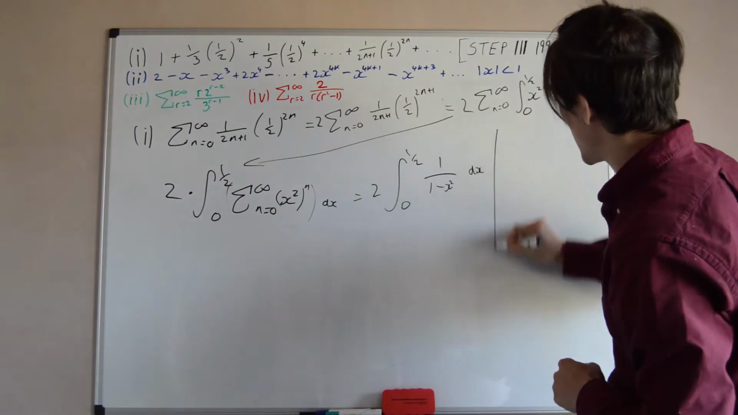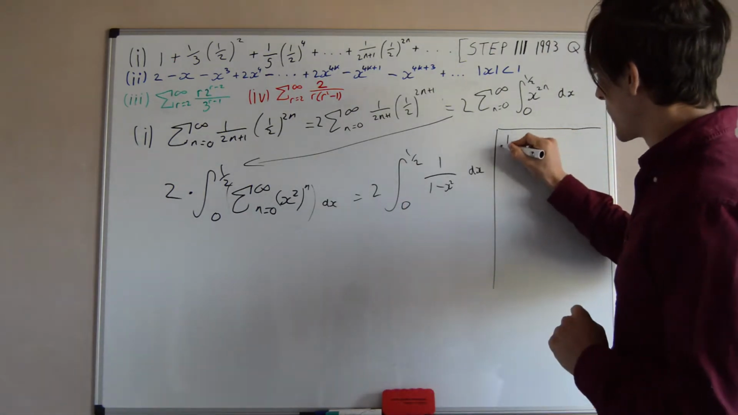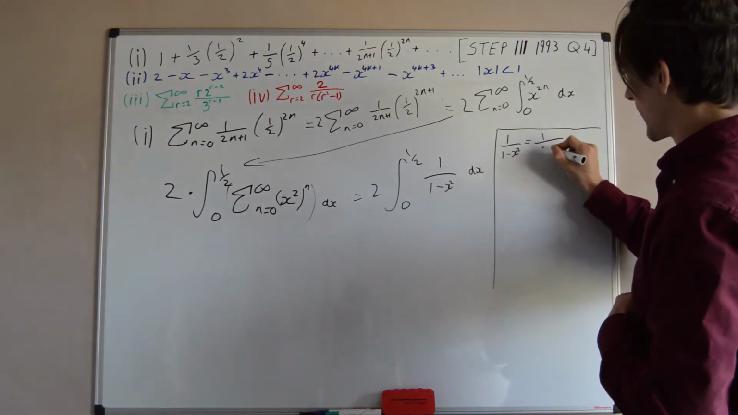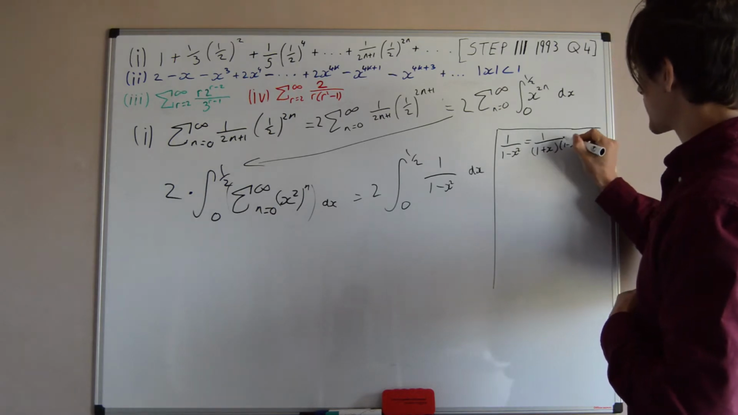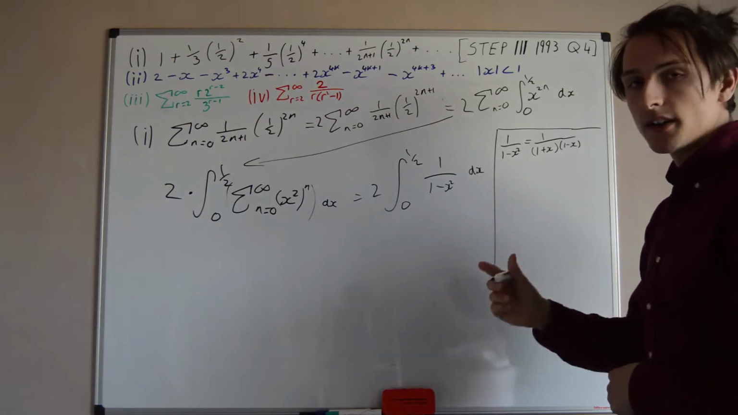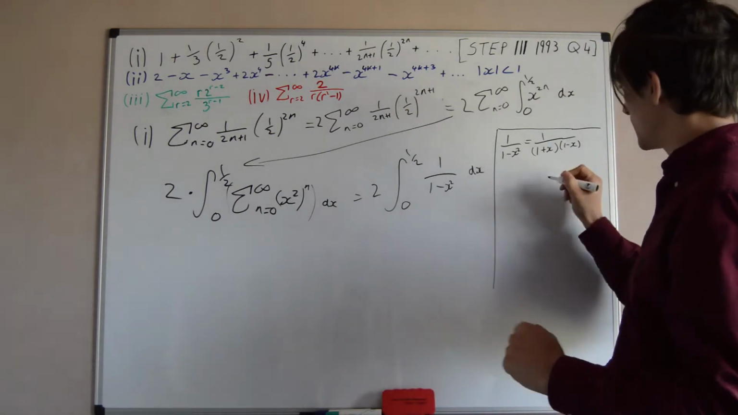So just as a side, let's apply this here. We want to write 1 over 1 minus x squared in the form... well, first of all, I know that I can write this as 1 plus x times 1 minus x. Sorry, that's just from the difference of two squares. And then I want to write this in terms of partial fractions.